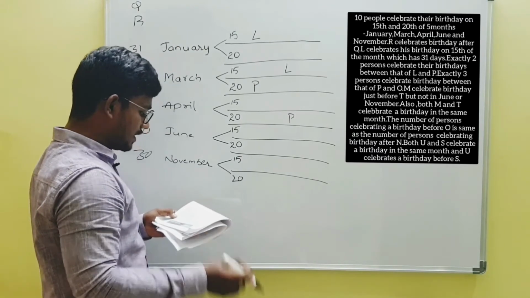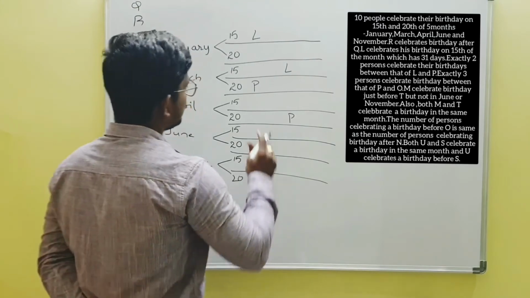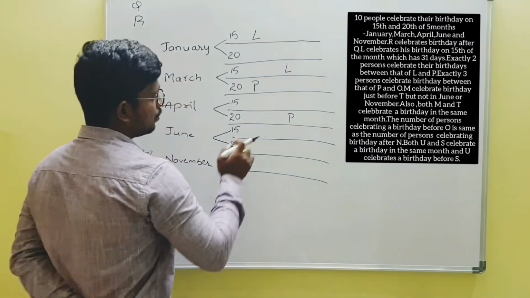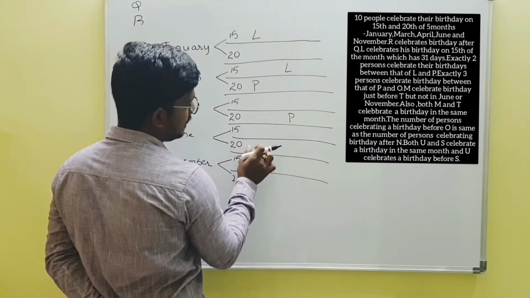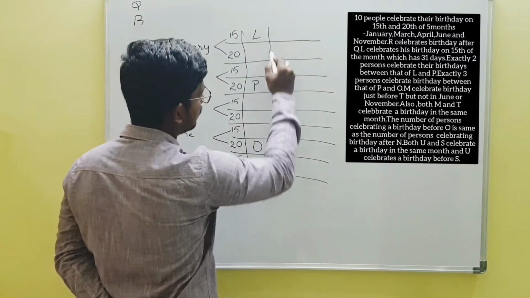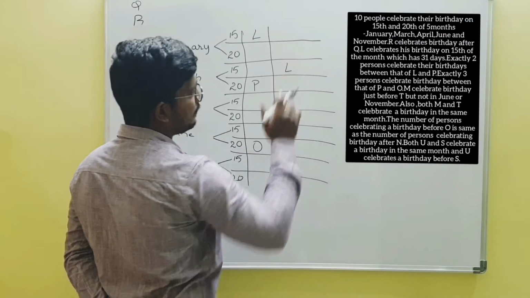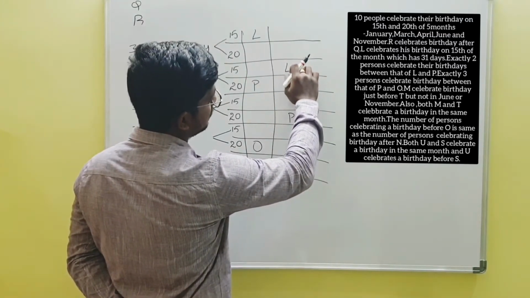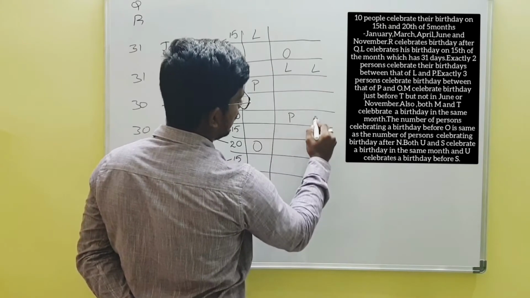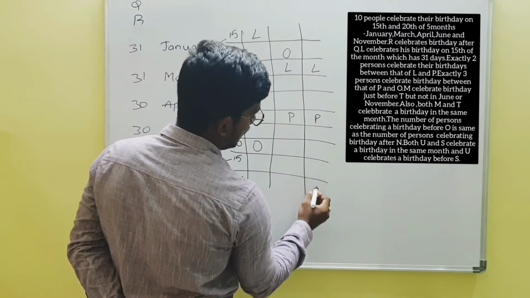Exactly 3 persons celebrate birthdays between that of P and O. So only 3 persons celebrate their birthdays between P and O. See, in this case, if I take the upward direction, there is no place to place the 4th person, that is O. So in the downward direction, by leaving 3 places, in the 4th place we have to substitute O. This is one case. This is the second case. In this case, I have to take 3 persons in between O and P. So in the upward direction, if I leave 3 places, 1, 2, 3, I can place O here. And even in the downward direction we have one possibility, so I am taking another possibility here. By leaving 3 places, I can place O here.